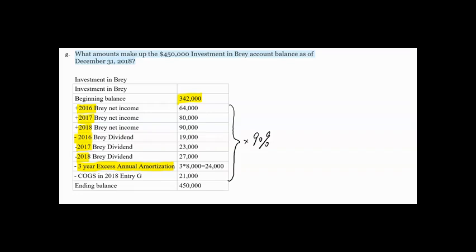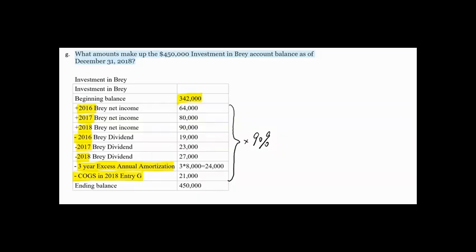Well, in this chapter, there's some more adjustment related to 2018's entry G, the deferred gross profit. Because Bray, as a subsidiary, is the seller in this intra-entity transaction, and because there is some inventory not sold out yet, we need to deduct that amount from the net income of Bray. So we need to minus 21,000 as well. So that's in entry G.